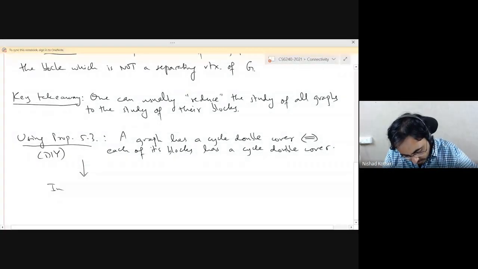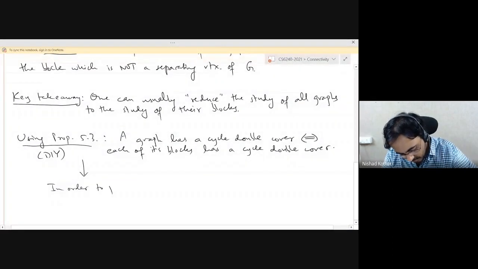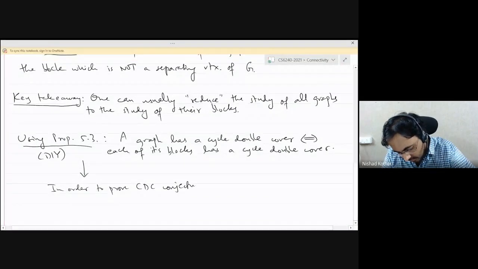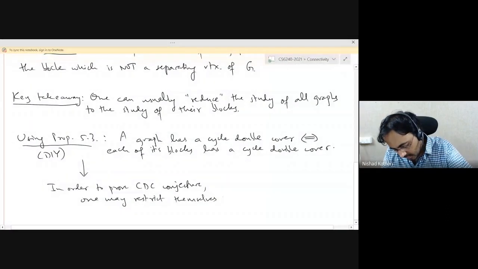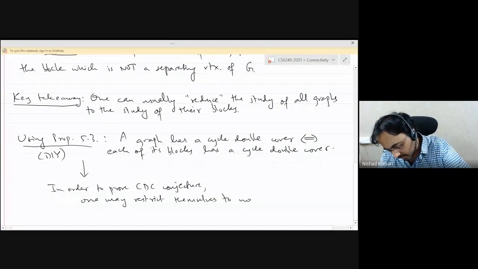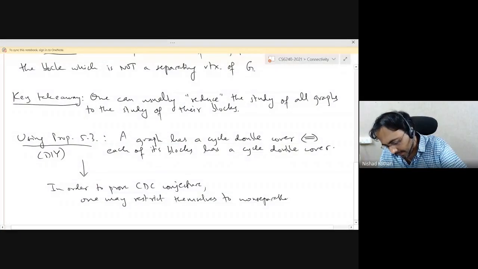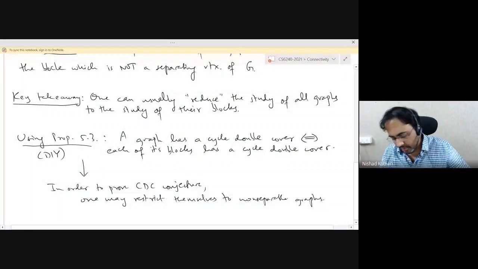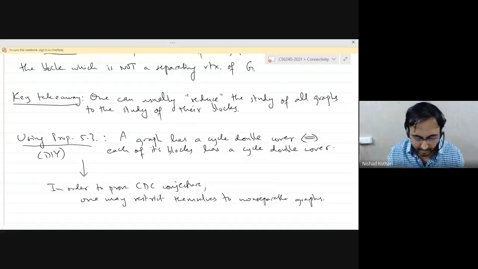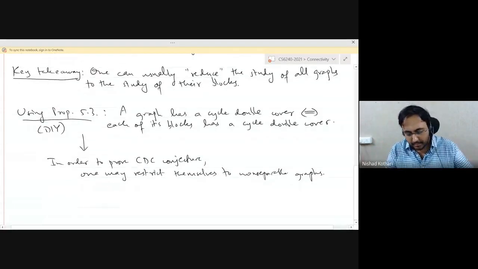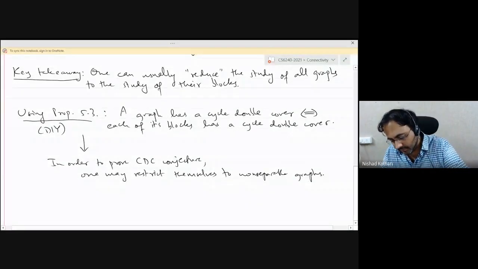In order to prove the CDC conjecture, one may restrict themselves to non-separable graphs. In fact, something much stronger is true. You can keep reducing this to more and more connected and specialized graphs, but we might see that later in the course. So the first step is, instead of looking at all graphs, just look at non-separable graphs.